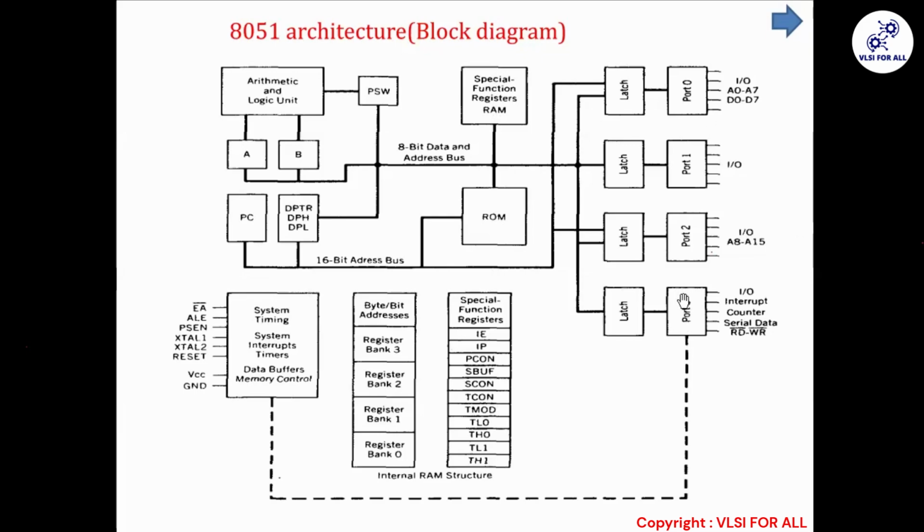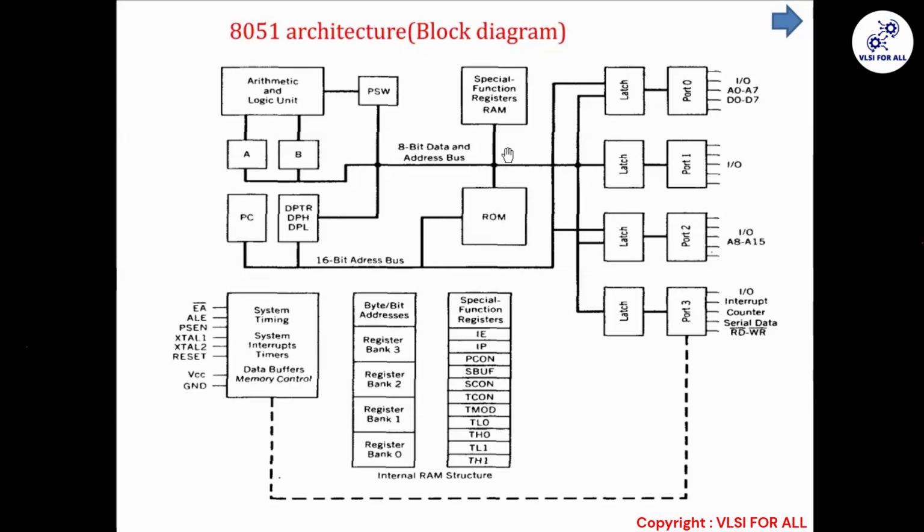Now port 3. Look, how is port 3? It is IO. Along with IO, it can act like the interrupts. External interrupts can come through this port. Counter: if I have to count something, that signal can come from here. Serial data will come from here. Read bar, write bar for that serial data will come from this port 3. So port 3 is acting like IO, interrupt, counter, serial data, read and write bar of the serial data.